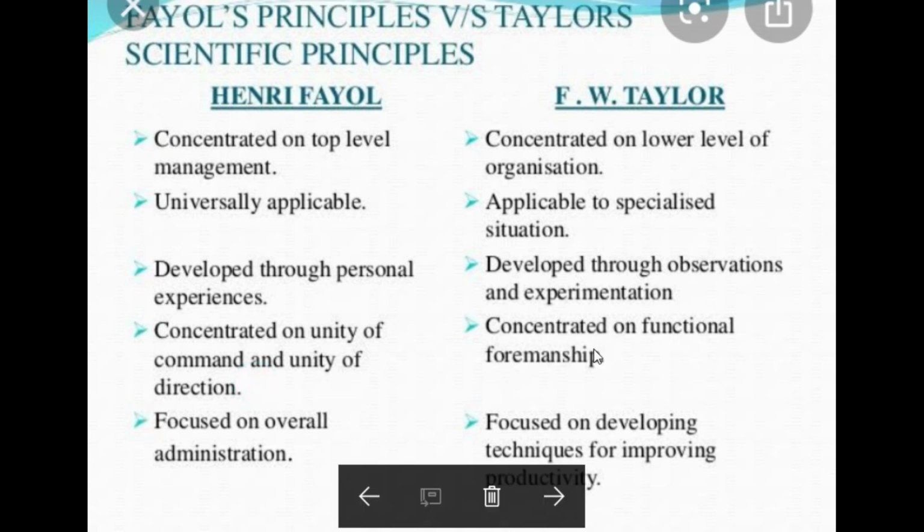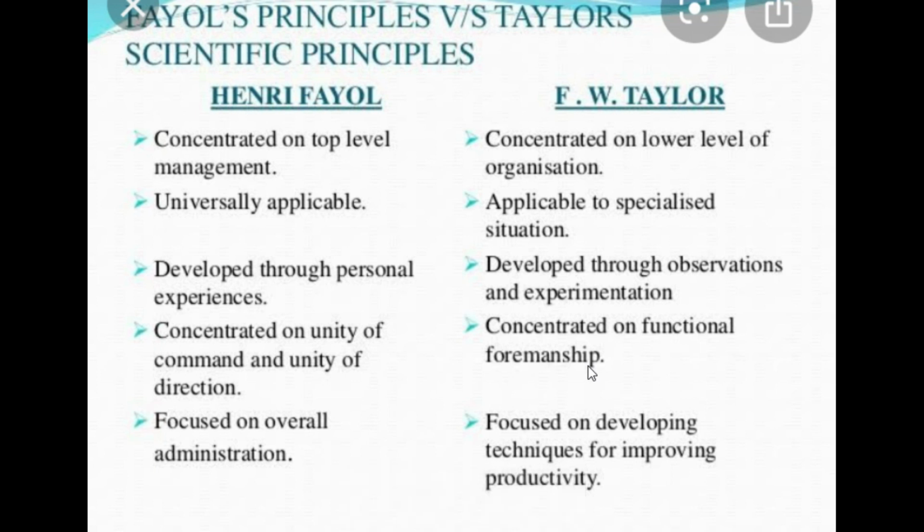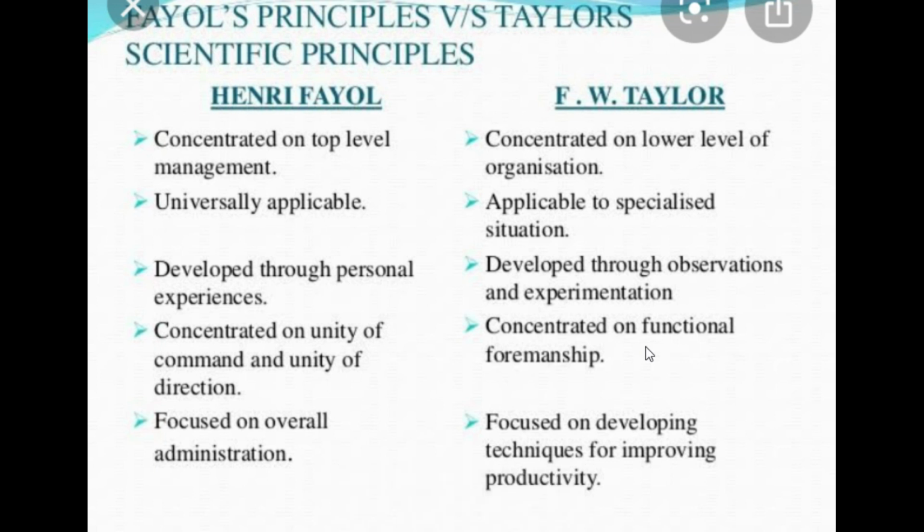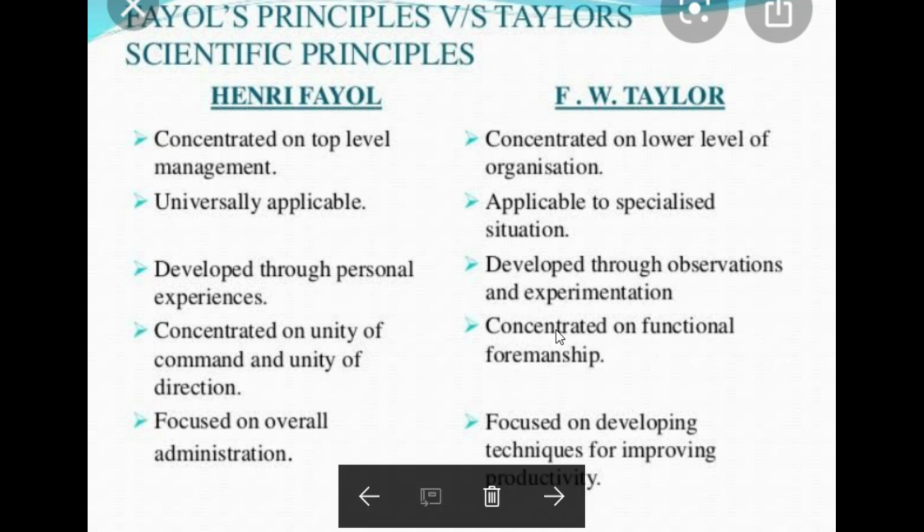Whereas in the case of Taylor, he concentrated on functional foremanship, which is, we can say, just the opposite of what is given by Fayol in his principle of unity of command. As we have gone through this technique, functional foremanship, a worker receives instructions from 8 foremen, which is in contrast with the principle given by Fayol, that is unity of command. Then the last one: Fayol focused on overall administration, because his principles were mainly based on the administrative level.